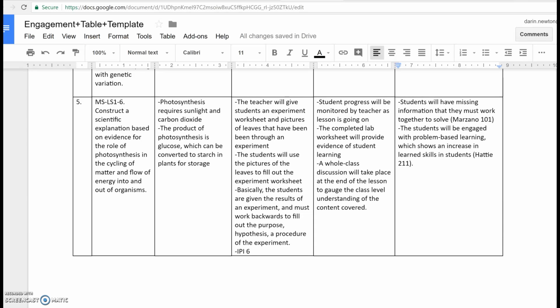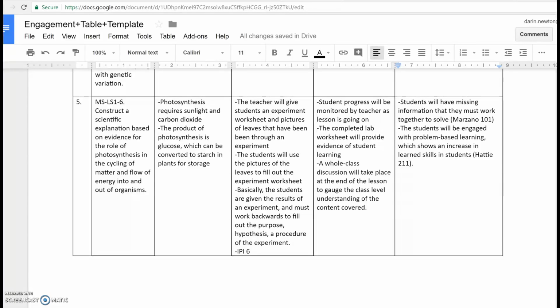So this would be IPI level 6. This is a lot of problem solving, a lot of higher level thinking, trying to fill in this sheet. Student progress will be monitored by teachers as the lesson is going on. The completed lab worksheet will provide evidence of student learning. A whole class discussion will take place at the end of the lesson to understand content covered.